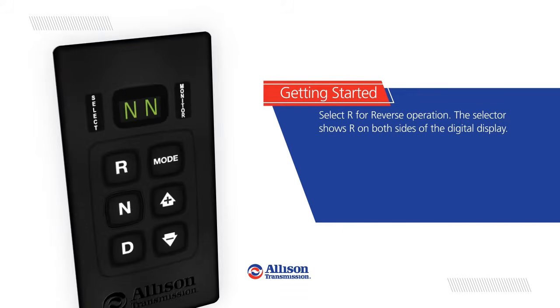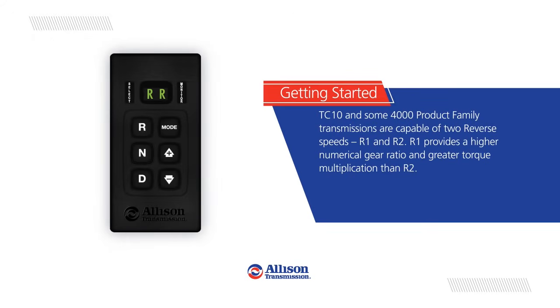Select R for reverse operation. The selector shows R on both sides of the digital display. TC10 and some 4000 product family transmissions are capable of 2 reverse speeds, R1 and R2. R1 provides a higher numerical gear ratio and greater torque multiplication than R2.